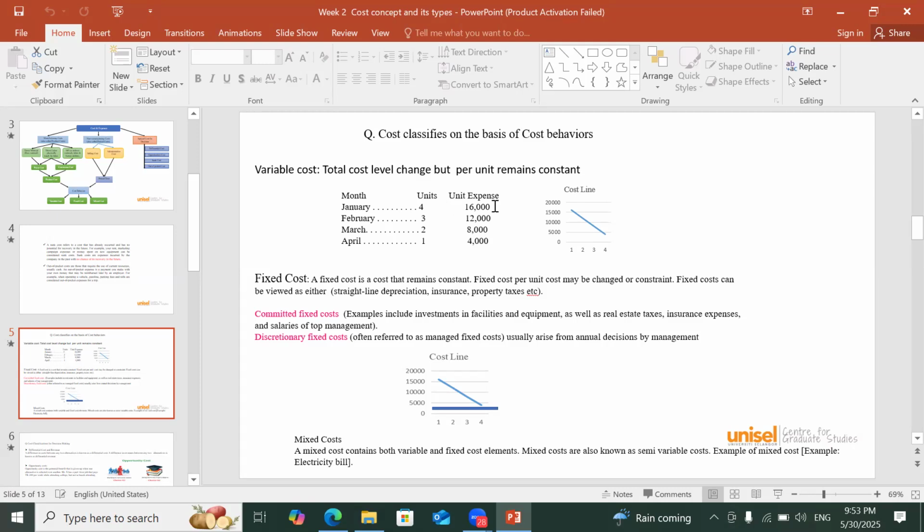You divided 16,000 by 4 per unit. How much? 4,000. Again 12,000 divided by 3 units, per unit 4,000. Definitely, per unit must be fixed in the variable cost concept, but the total cost level is variable. In the first line, if you see variable cost, the total cost level changes, but per unit remains constant. And fixed is similar.